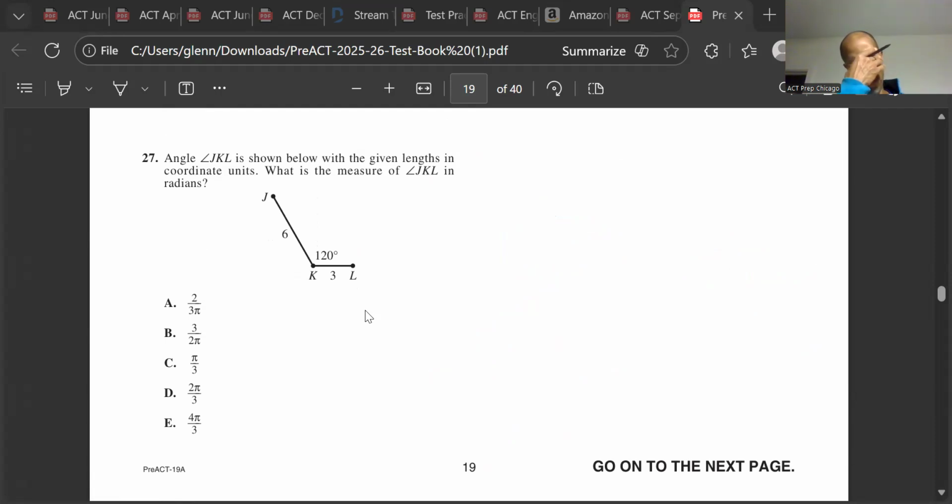All right. With number 27, it says angle JKL, which we see there is shown below with the given lengths and coordinate units. What is the measure of angle JKL in radians? So you just have to know the conversion of degrees to radians. So you do 120 degrees times pi over 180. That's pi over 180 goes from degrees to radians.